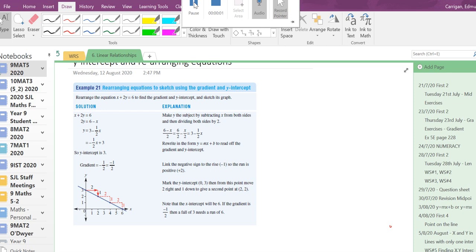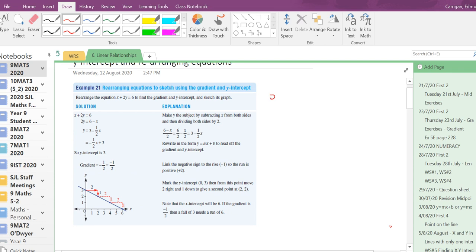Good morning. Today we're going to have a look at rearranging equations to get them into the form y equals mx plus b if they're in some other form. If we look at this first example, the equation is x plus 2y equals 6. Really, for us to plot that, we want to get that into y equals mx plus b. That's the form we need.